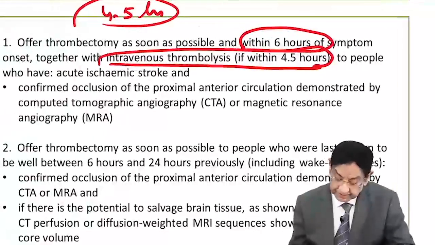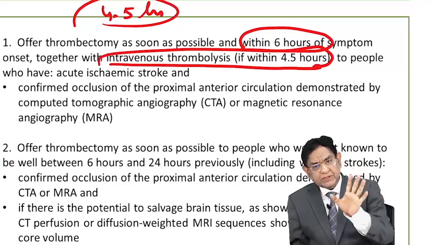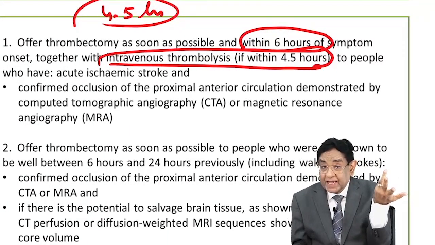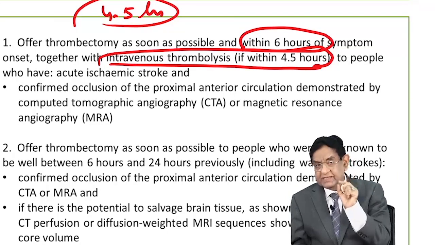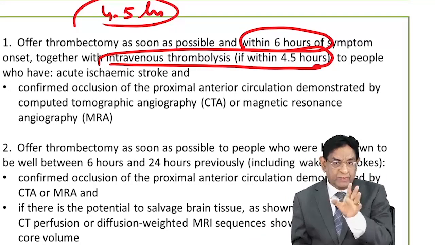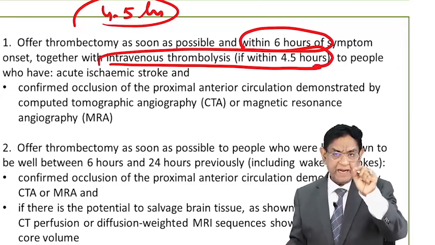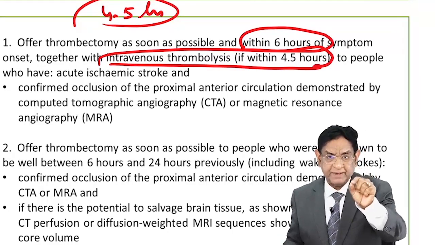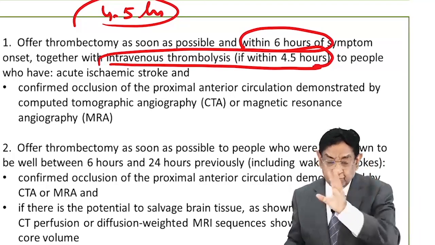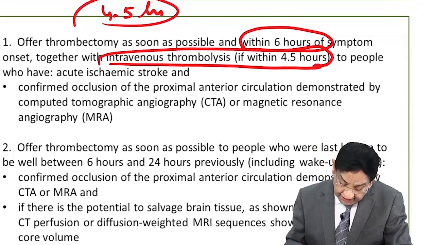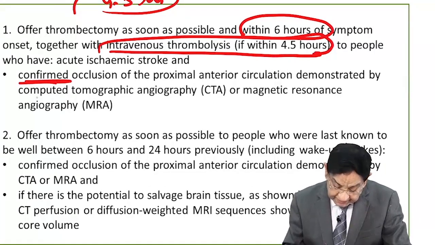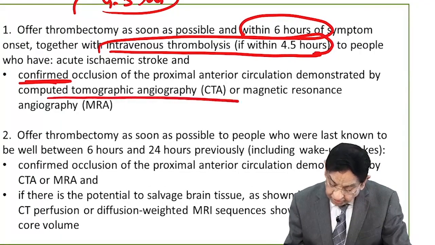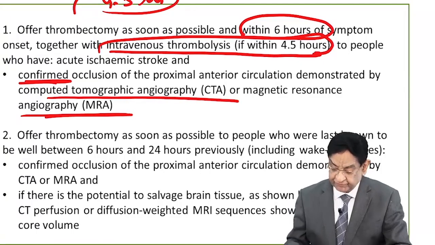Right, sir. But will you do like this? No way. No way. We have done CT scan, non-contrast. It is normal. There is no bleeding. Now you plan to go for thrombectomy. Will you go straight away? No way. You have to confirm by CT angiography or MR angiography.